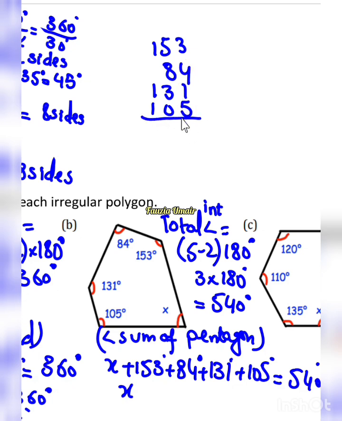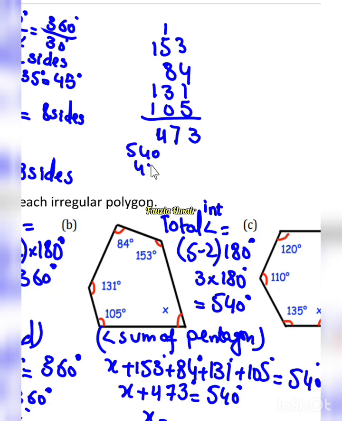So this is 10, 3, 13. So please write it down and solve it. 8 plus 6 is 14, 14 plus 3 is 17. So 473. 473 is the sum of the other 4 angles, and the total is equal to 540 degrees. So now x would be, if I subtract it from 540, 540 minus 473, it would be 7, 13. 13 minus 7 is 6. So x is 67 degrees.